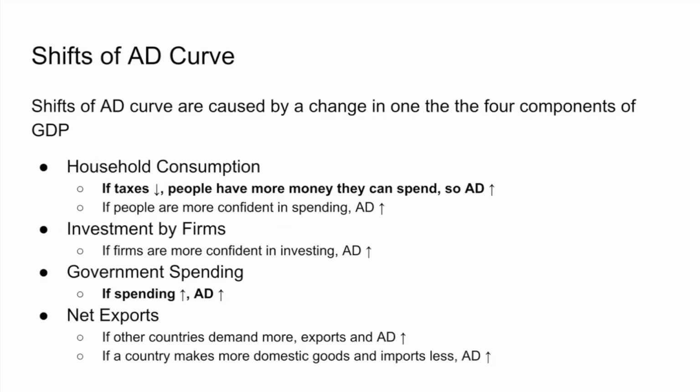The factors which could cause aggregate demand to shift are just the 4 components of GDP. So for example, household consumption. If taxes decrease, then people have more money that they could spend. So therefore, aggregate demand would shift to the right. And if people are more confident in spending, the same would occur. If firms are more confident in investing, aggregate demand would shift to the right. If government spending increases, aggregate demand shifts to the right. If other countries demand more of our exports, aggregate demand would increase. If a country makes more domestic goods and imports less, then aggregate demand would increase.